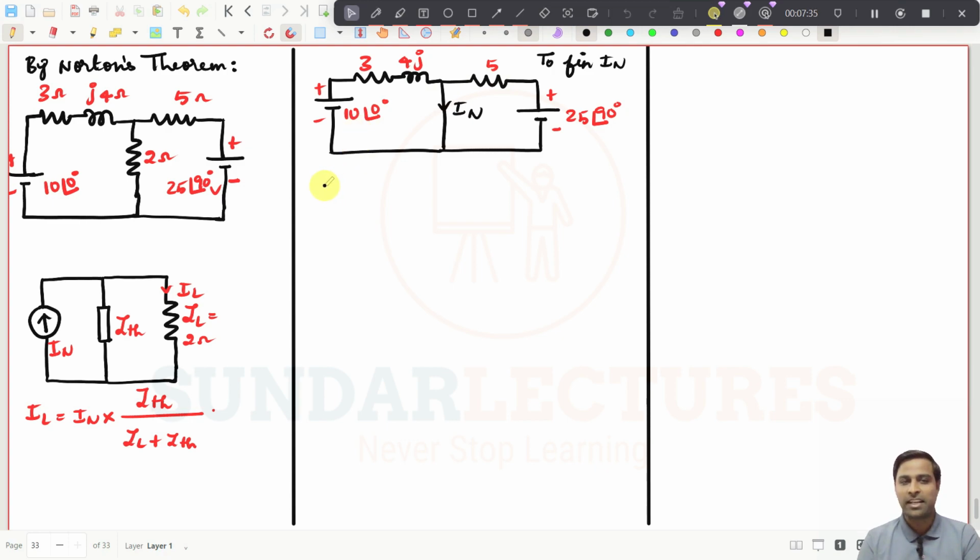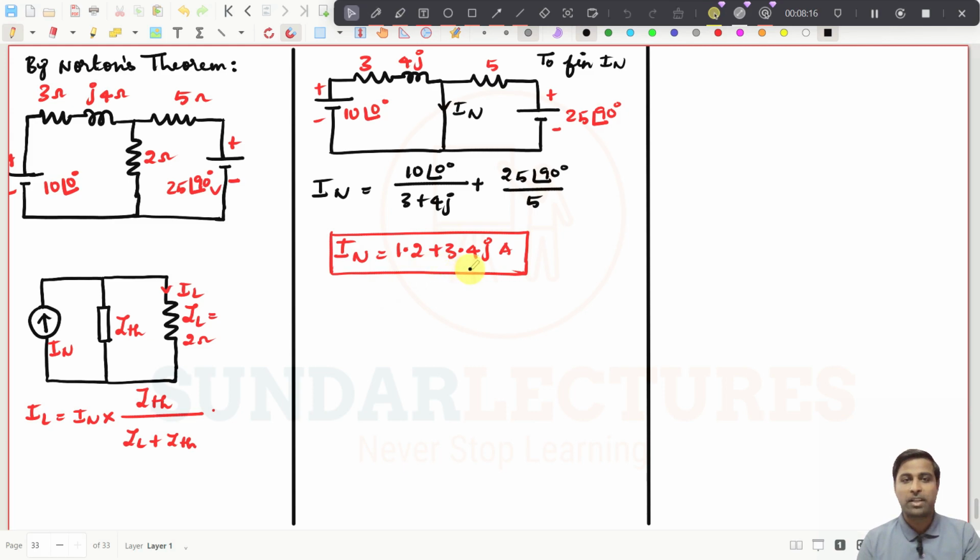So you can easily write IN as 10 at an angle of 0 degree divided by 3 plus 4J, plus 25 at an angle of 90 degree divided by 5. There is no other way. This current has to flow here, this current has to flow here, so they have to be added. That's all, because this is short circuited. If I had a resistor here, then I would need to proceed in a different way. So if I simplify this, I get IN as 1.2 plus 3.4J.